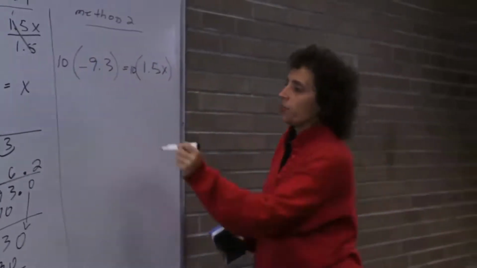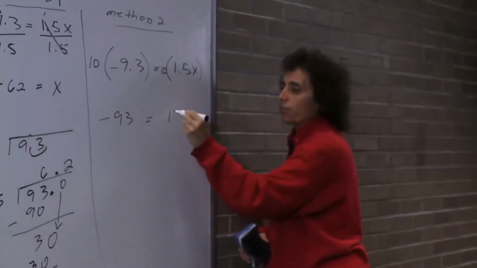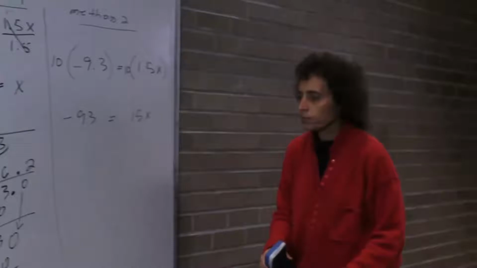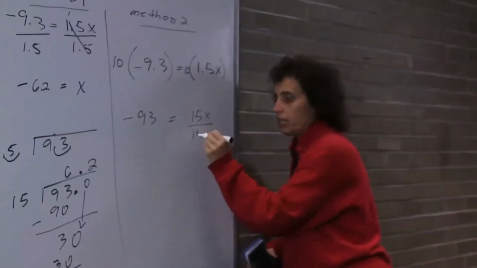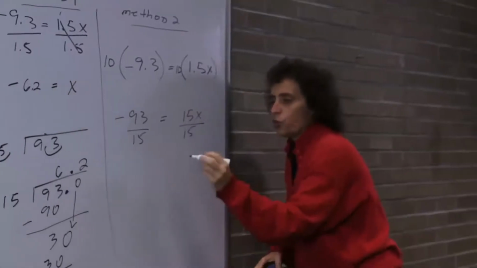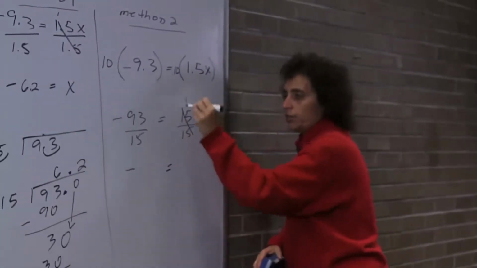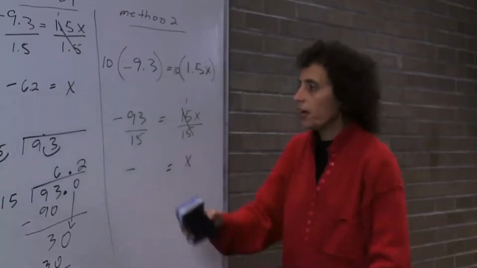Okay. This is negative 93 equals 15x. We divide by 15. We divide by 15. So we know our answer is going to be negative. Okay. Good night. We get x. I'm going to divide that.